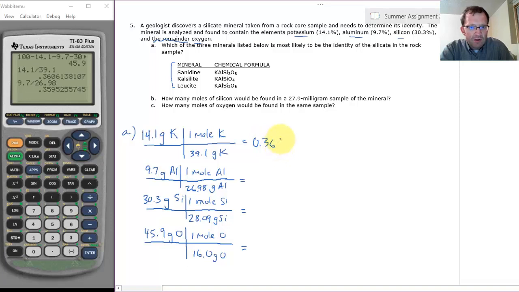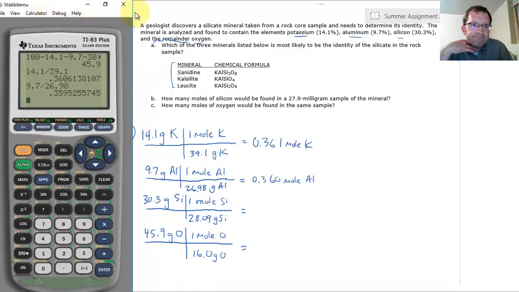0.361 moles of potassium. For aluminum, 0.360 moles of aluminum. Well, look, before we go any further, that makes good sense, right? They're basically the same. That's going to be a 1-to-1 ratio of those two elements. And what do you know? All three of our choices up here have a 1-to-1 ratio of potassium and aluminum. So that's pretty obvious that that makes sense. That doesn't rule out anybody just yet.